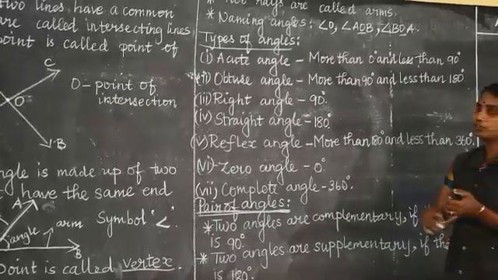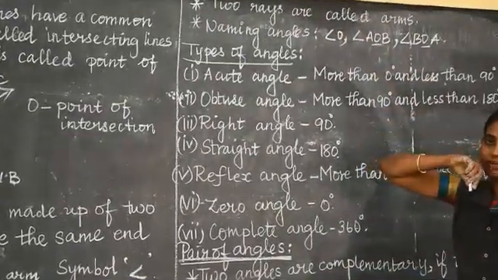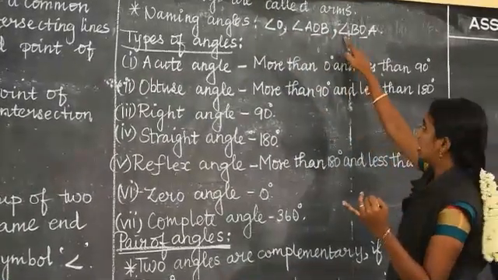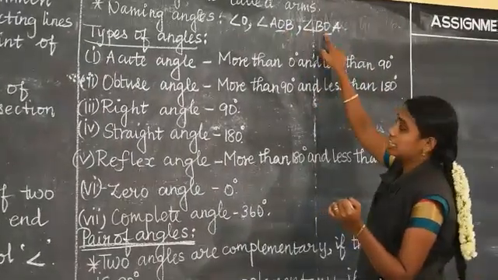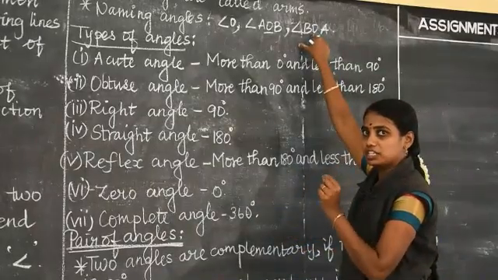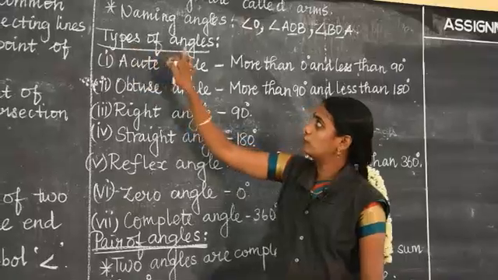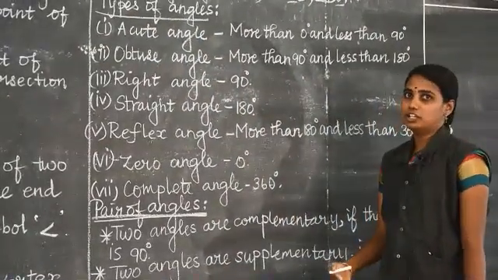Once again, where an angle is formed, write that letter as one name: angle O. Next, angle AOB. Next, angle BOA. O should not be changed. The letter where the angle is formed must be the second letter. Clear everyone? Next we are going to types of angles. Already we learned about types of angles in the lower class.